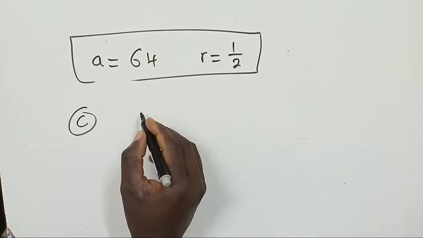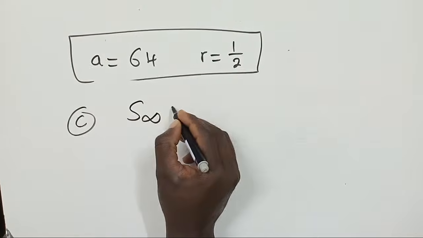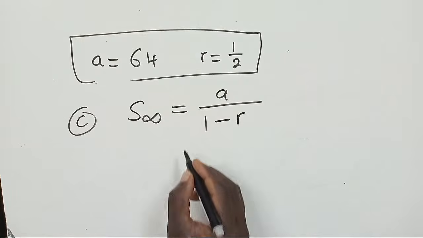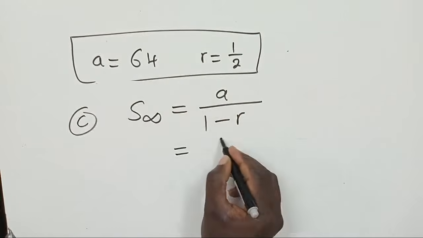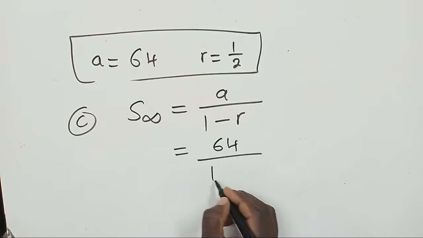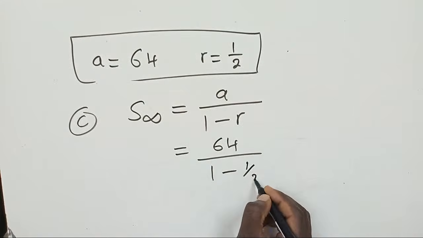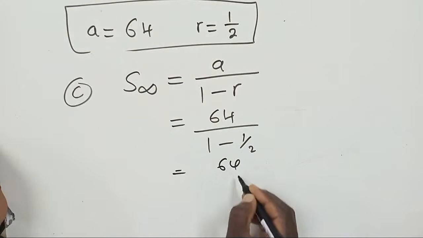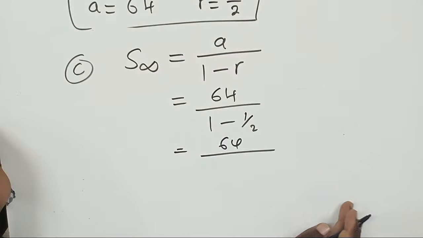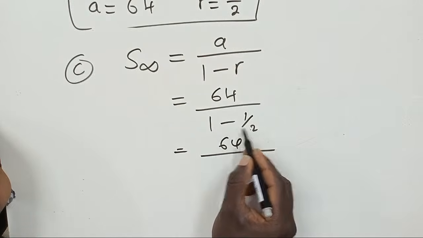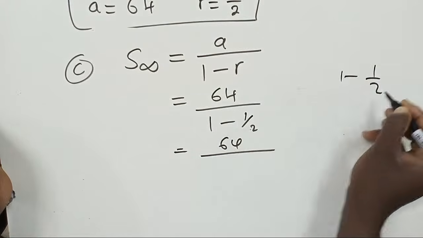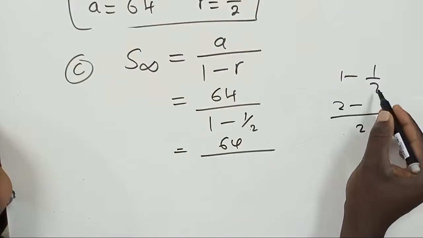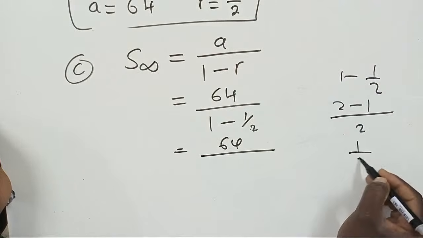Okay, so sum to infinity looks like this. This is the formula. You need to know this formula for sum to infinity. So our first term is 64, over 1 minus our R, which is 1 over 2. So we just work out things here. This is 64. We find the lowest common denominator, which is 2. We have 2 minus 1, which is 1 over 2.